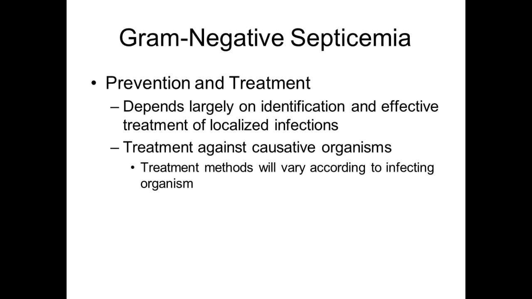So prevention and treatment largely depends on quickly identifying infections, right, and properly treating it when it's localized before it gets to the bloodstream. Treatment against the causative agent. So again, there's lots of different bacteria that can cause this, so we have to make sure we're also targeting what is actually causing the infection. And because of that, treatment options are going to vary.